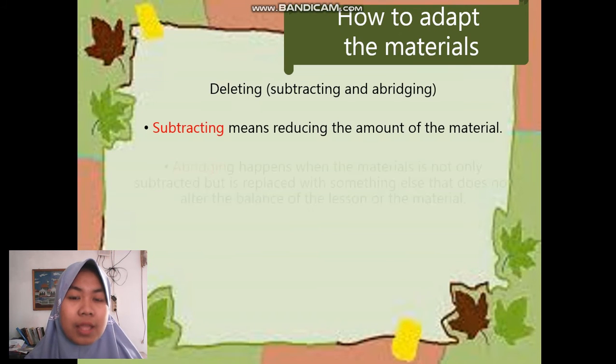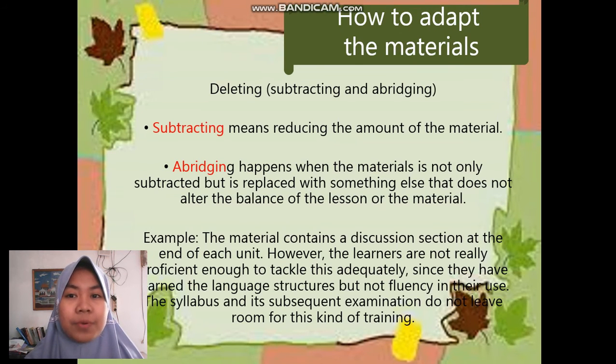Next is about deleting, subtracting, and upgrading materials. Subtracting here means reducing the amount of the materials. And next, upgrading happens when the material is not only subtracted, but also replaced by other content, but does not change the balance of the lesson or the materials.